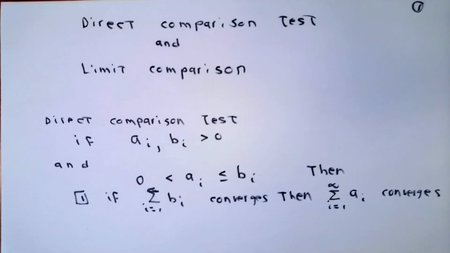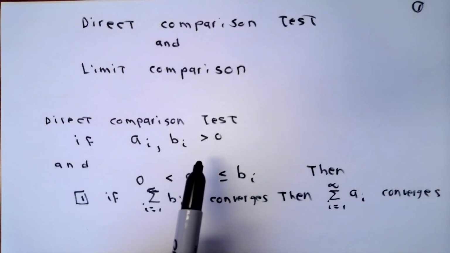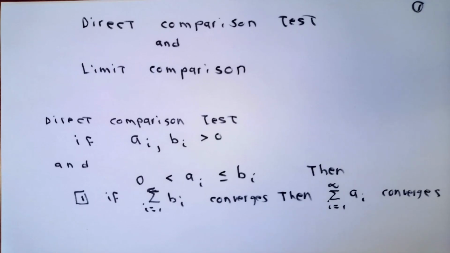What we'll call the direct comparison test is this. Suppose you have a collection of numbers, a_i and b_i. All of these numbers are positive. And not only that, you know that the a_i are no more than the b_i. Then it's going to be possible to show, as we'll see in a moment, that this statement is true: if the sum of the terms on the outside here converges, then the sum of the terms on the inside converges as well.